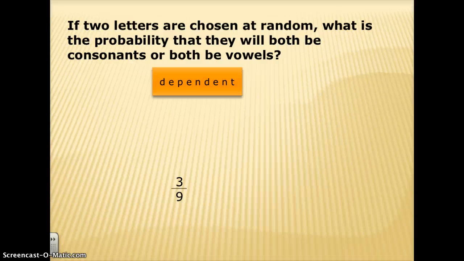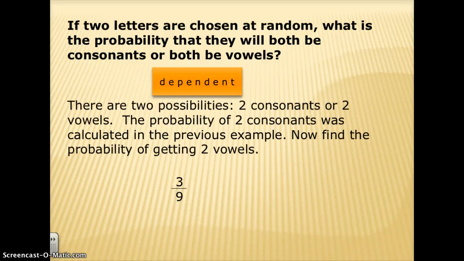Let's look at another one. If two letters are chosen at random, what is the probability that they will both be consonants or both be vowels? There are two possibilities, two consonants or two vowels. So we're going to calculate what we want to be the outcome. The probability of two consonants was calculated in the previous example. So now we need to find the probability of getting two vowels.